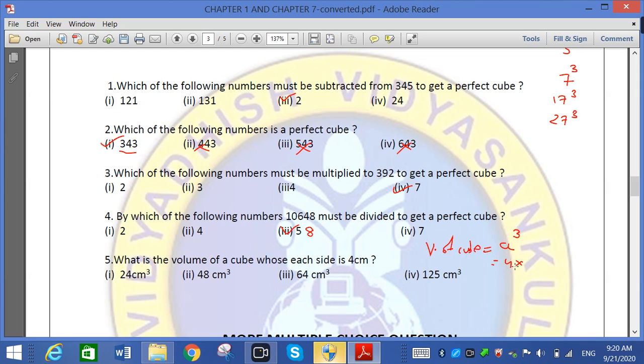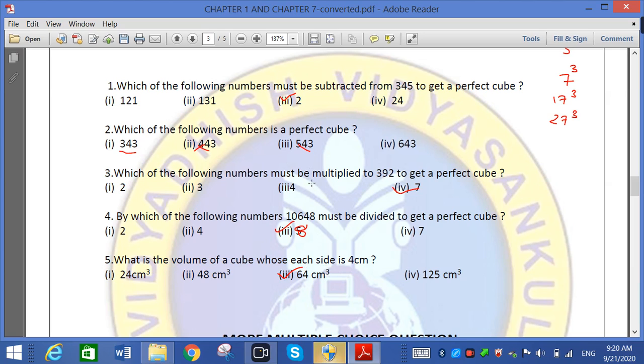That is 4 into 4 into 4. That is 64. So 64 is here. So the answer is 64. So this is easy. Again here we take answer 7. Here we can take answer 8. Again see here we take 64.